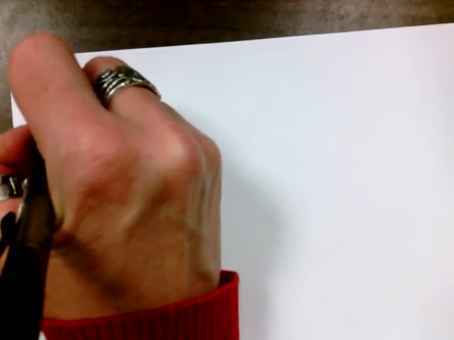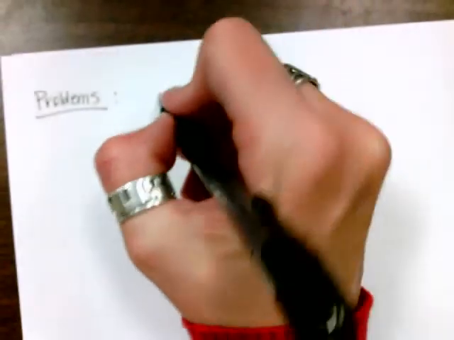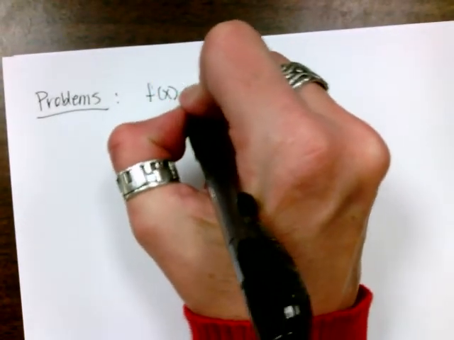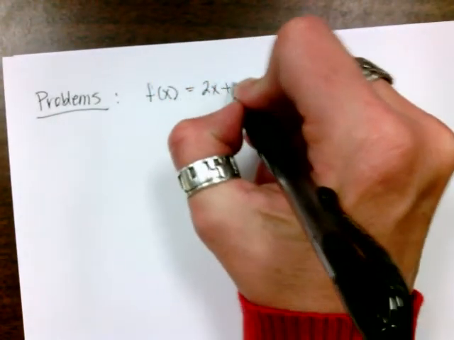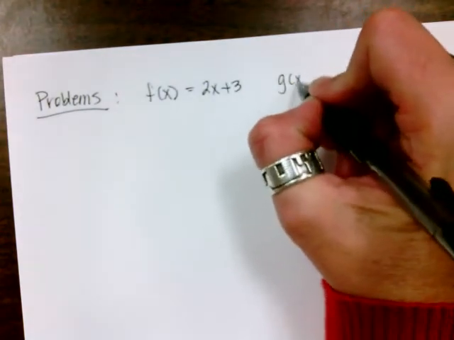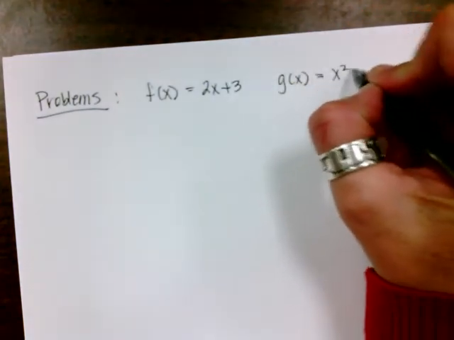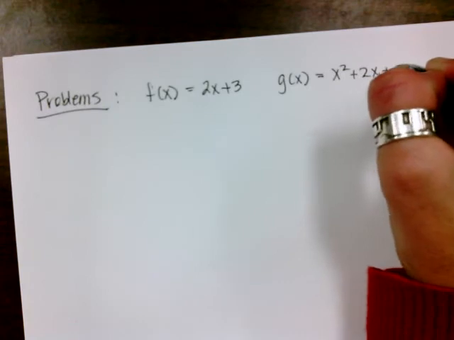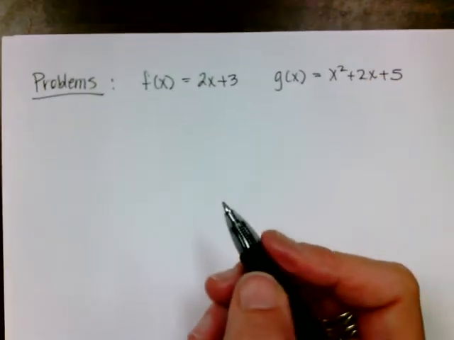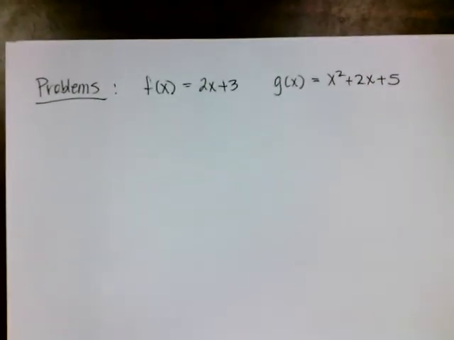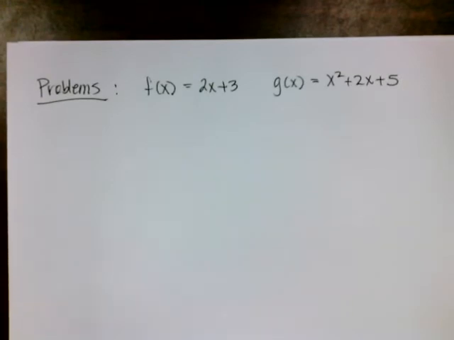Very short and simple. So let me give you your problems. All right. For these particular problems, f of x is going to equal 2x plus 3, and your g of x is going to equal x squared plus 2x plus 5. Let me get my little camera to focus. Oh, so much better, I think.